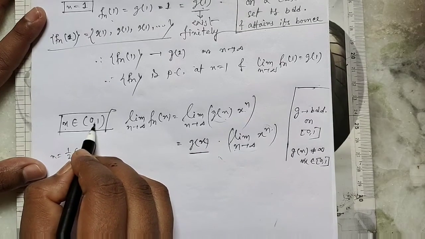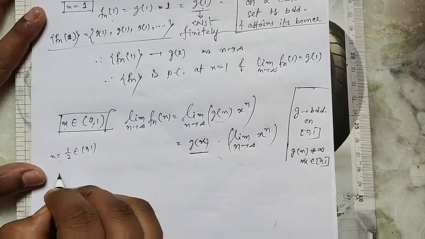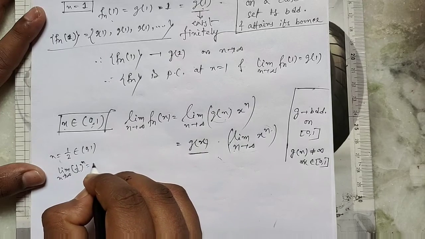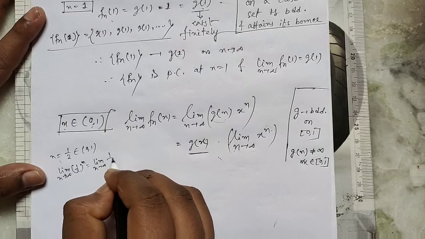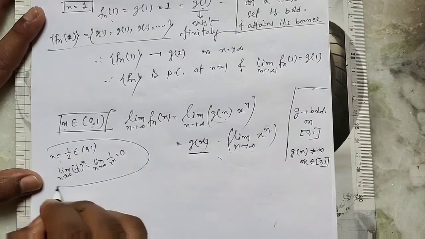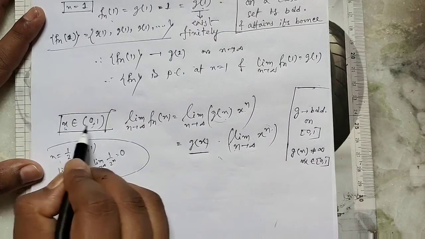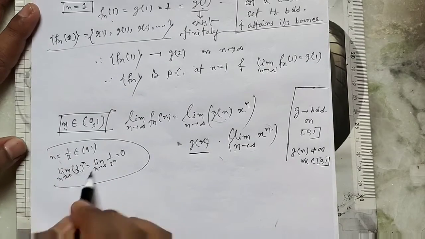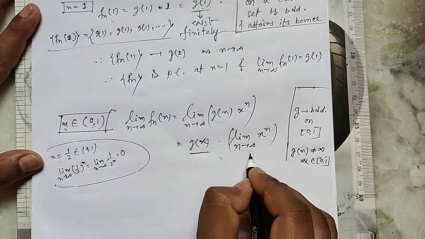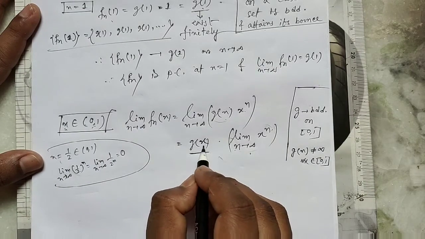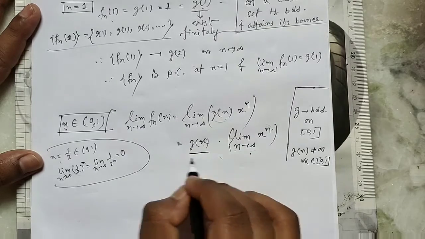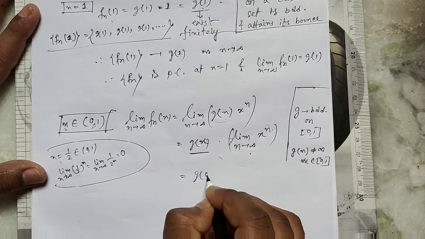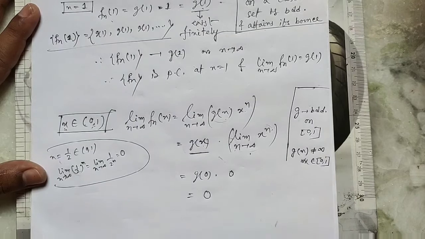Okay, x belongs to (0, 1) means x is a fraction. So if we take half, then limit n tends to infinity x to the power n means (1 by 2) to the power n, that is 0. So if x belongs to (0, 1), then this limit will be 0. So this is equal to 0 and for every x, g(x) is bounded. So this is equal to g(x) into 0. So this is 0.